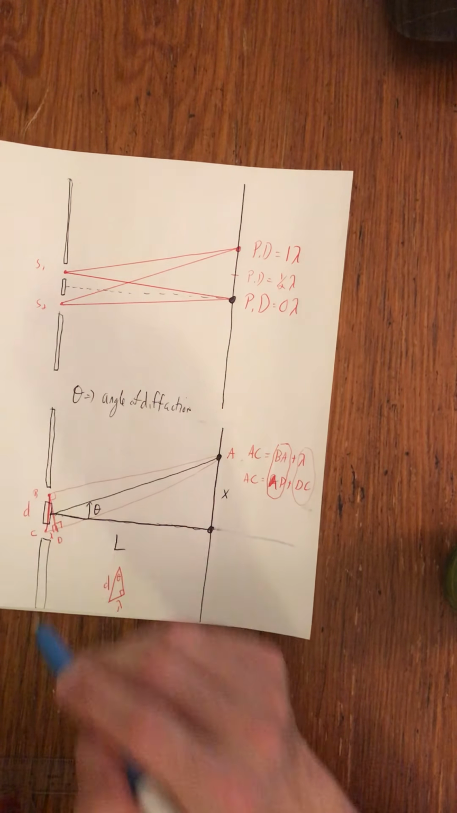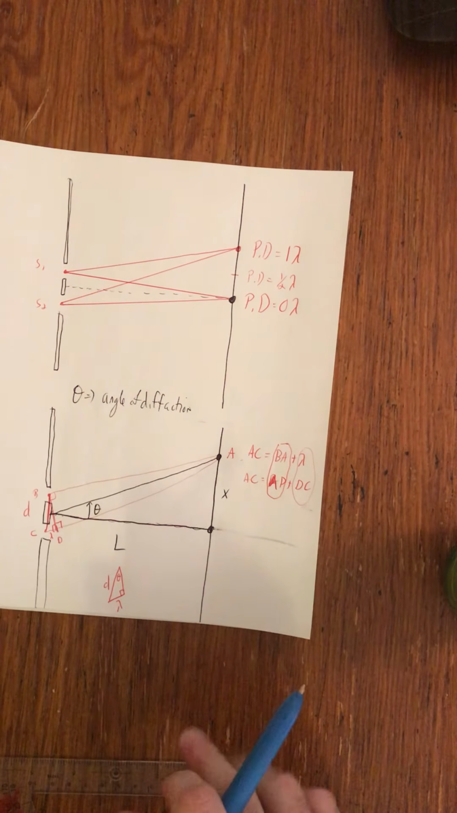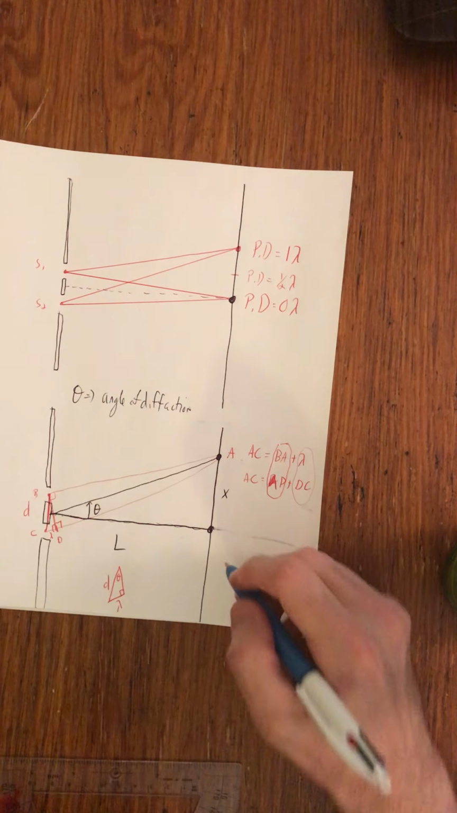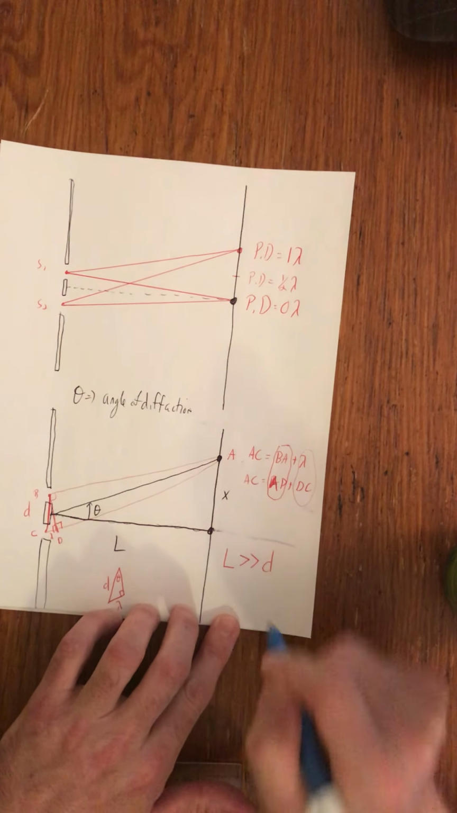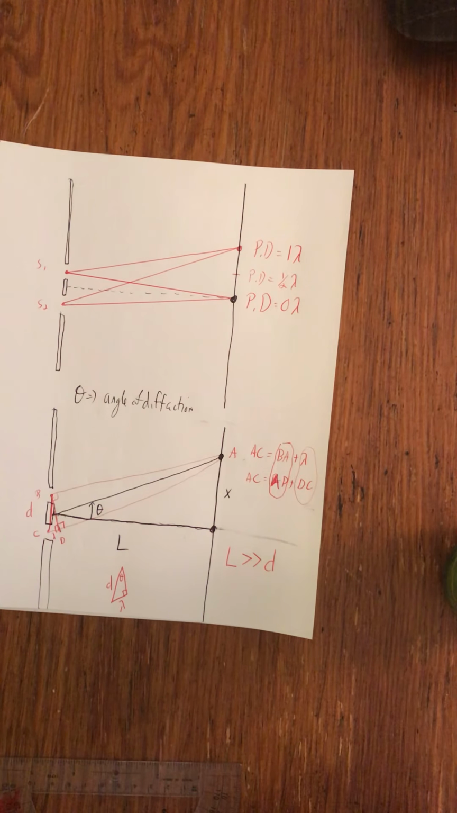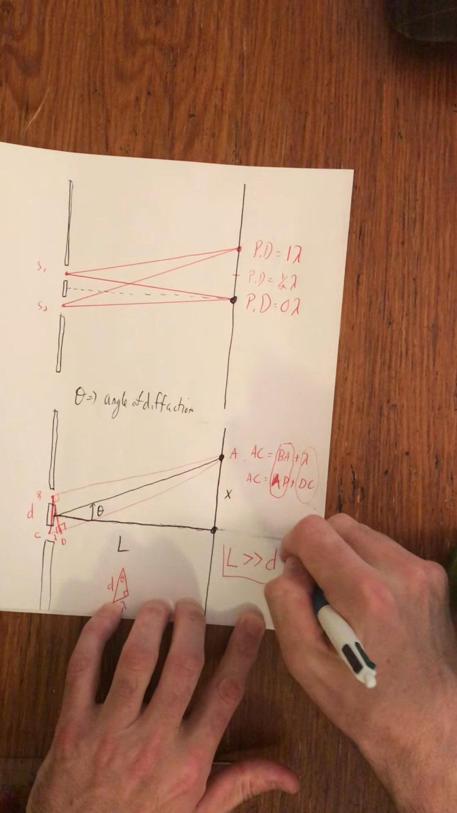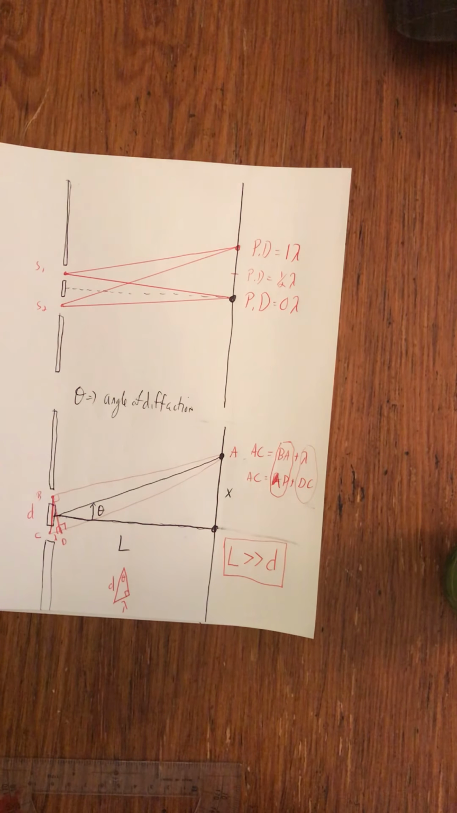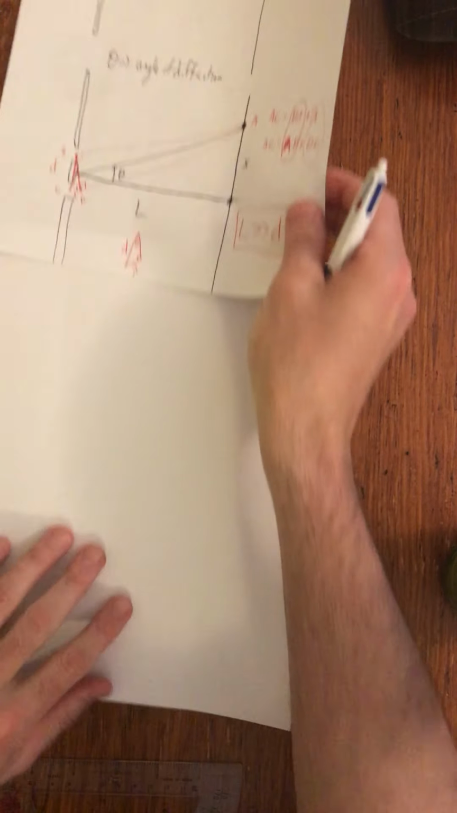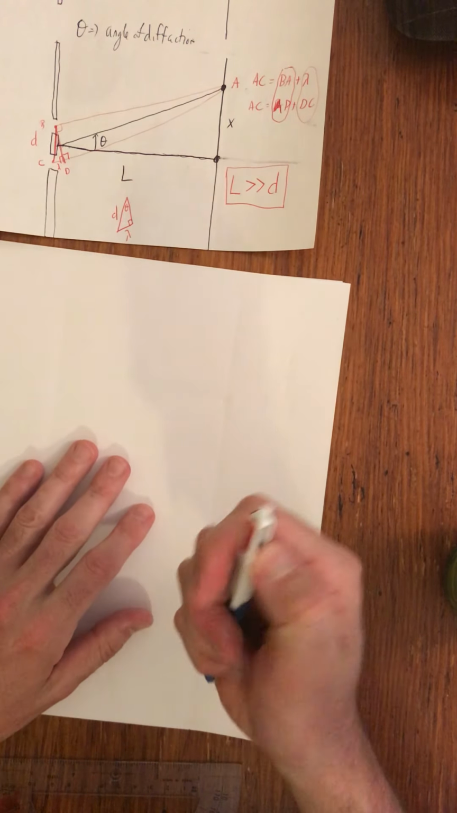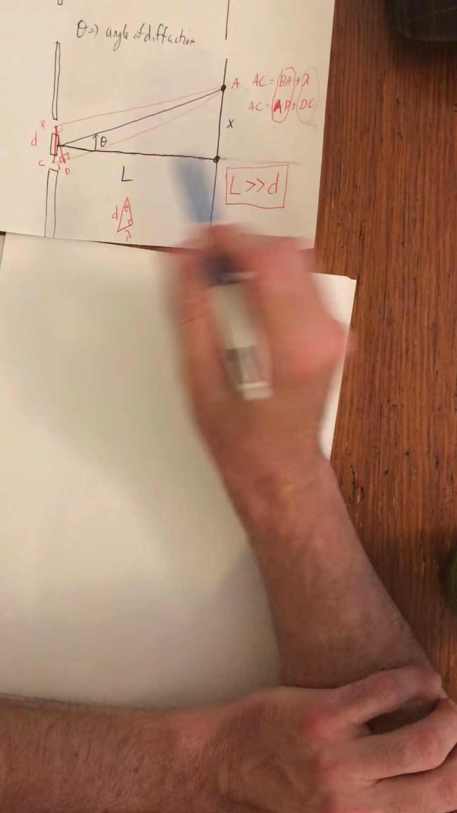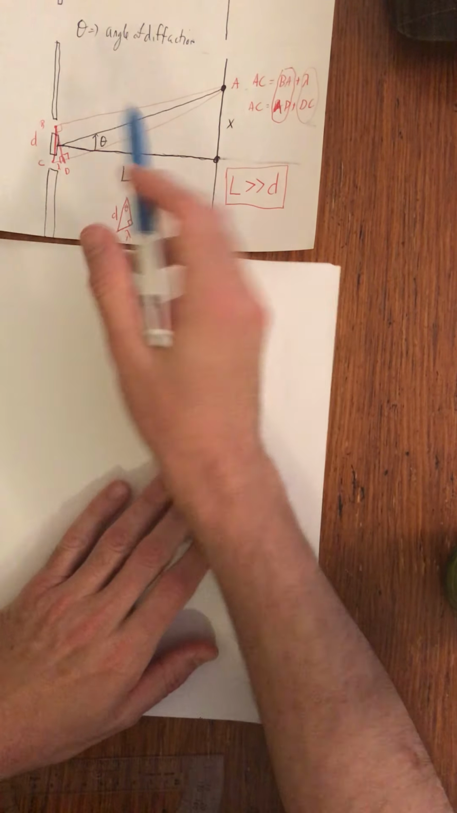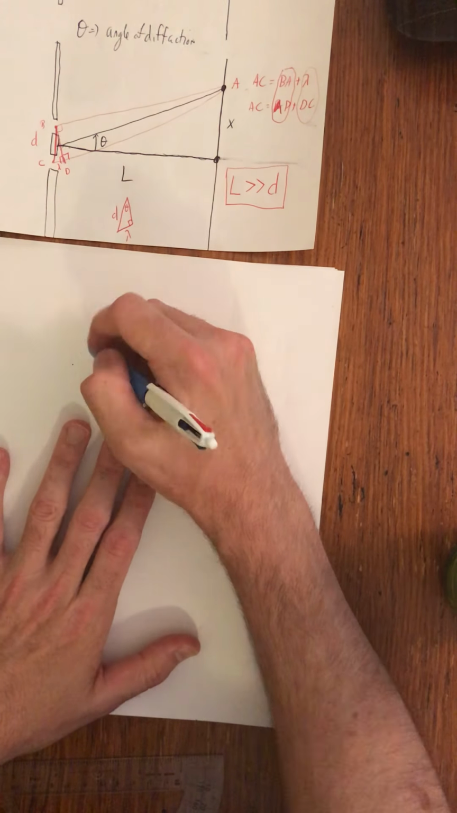These would not be 90, but it's like as those angles approach 90, meaning L must be much larger than D for all of this to work, okay? That's what I'm talking about. L has to be much larger than D for all of what I'm about to do to work. So let's look at the triangles. That works. L is much larger than D as long as we set up our physical apparatus right.